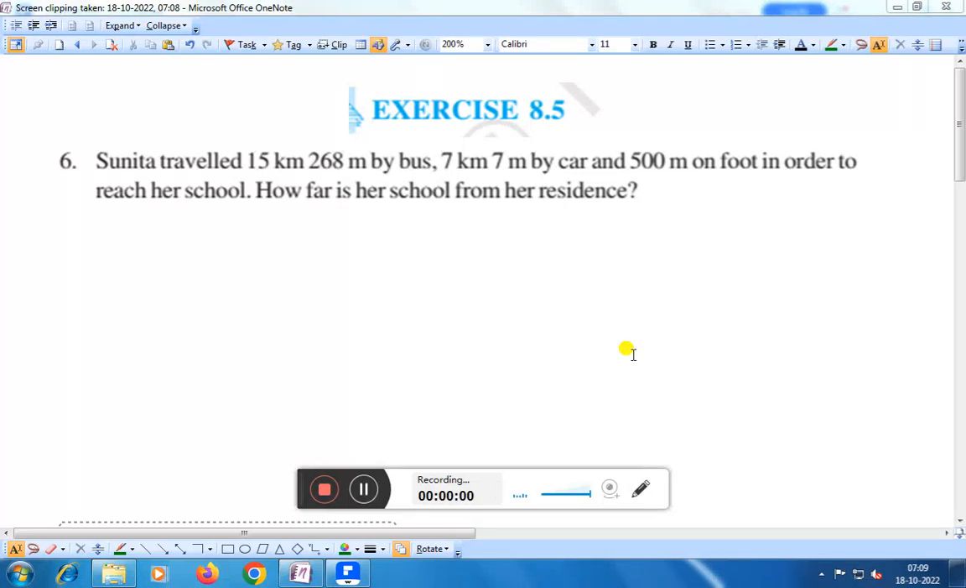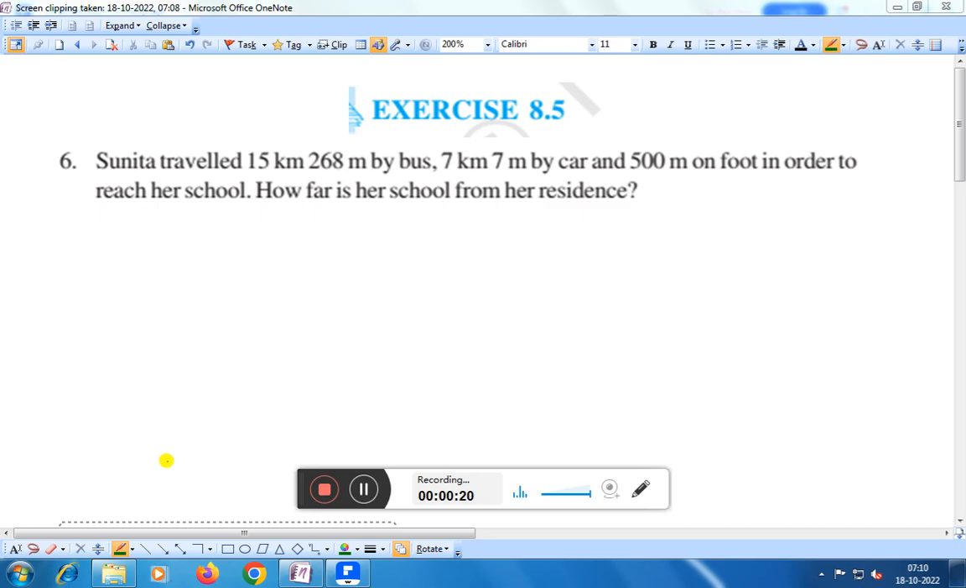Hello everyone. Today we shall discuss exercise 8.5 question number 6. Sunita traveled 15 km 268 meter by bus, 7 km 7 meter by car and 500 meter on foot in order to reach her school. How far is her school from her residence?